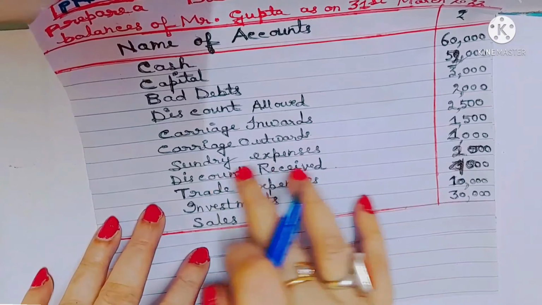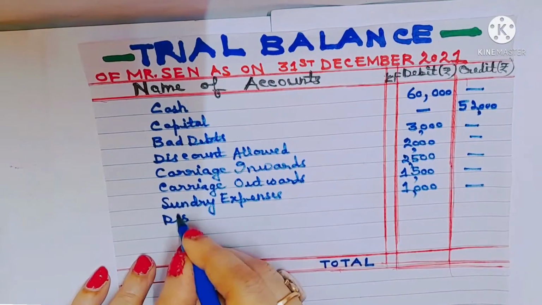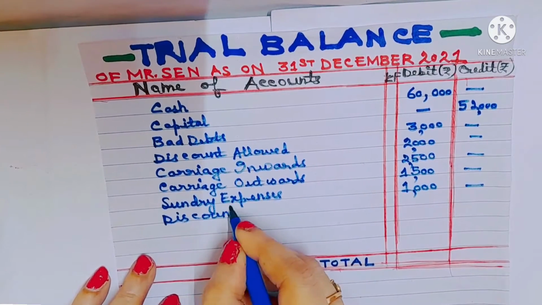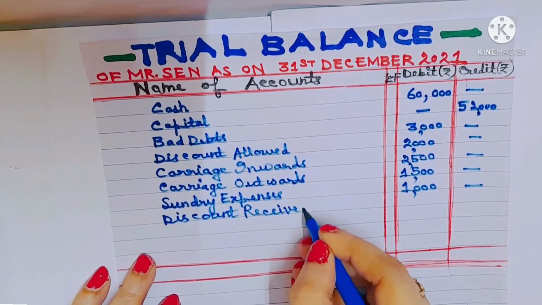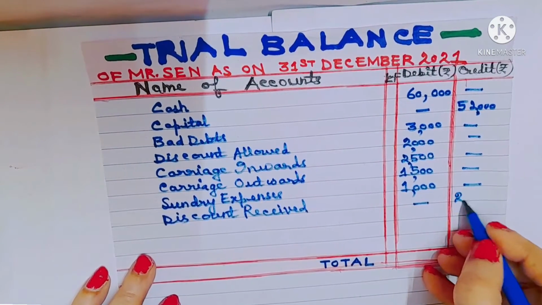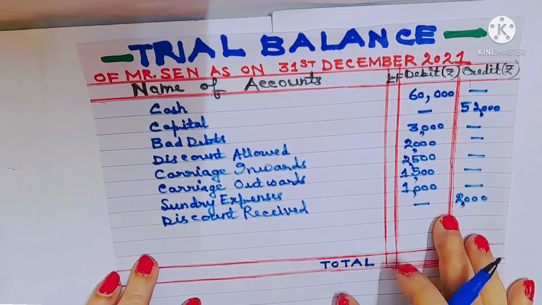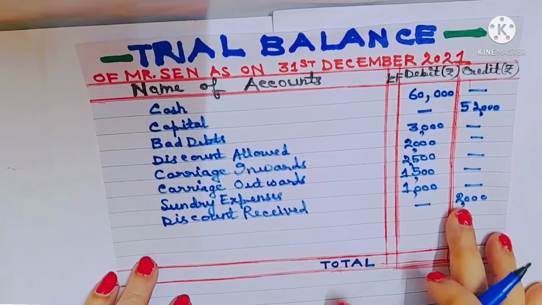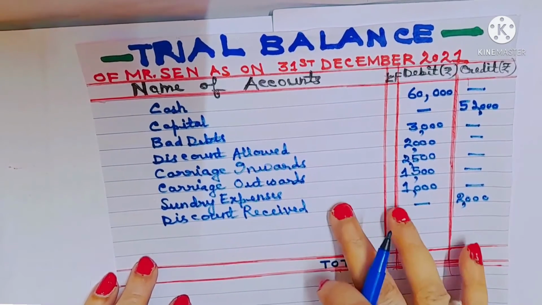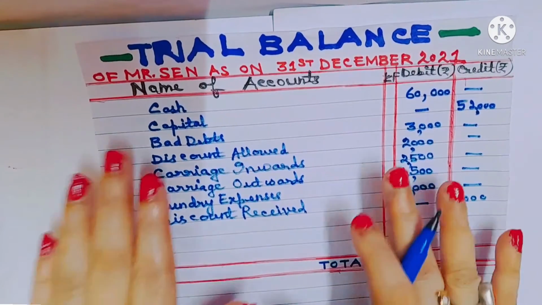What is the next account? Discount received 2000. Let's write discount received. How much? 2000. So discount received is a credit balance. Why? Because discount received falls under nominal account. According to nominal account, all incomes and gains are credited. So discount received is a gain, so it will be credited. Understood? So let's see the next account.